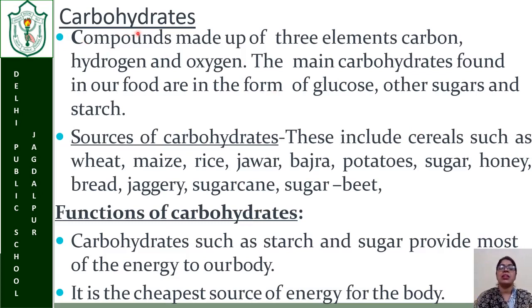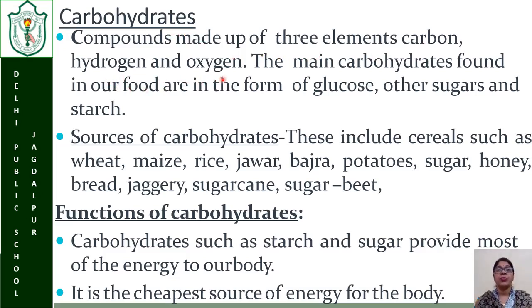Carbohydrates, from the name it is clear that it is made up of carbon and water. Hydrates means water. Hydro means water. Carbon and hydro, that is, water. When we split up water, we split it into two more elements: hydrogen and oxygen. So those components which have three elements, carbon, hydrogen and oxygen, form carbohydrates.